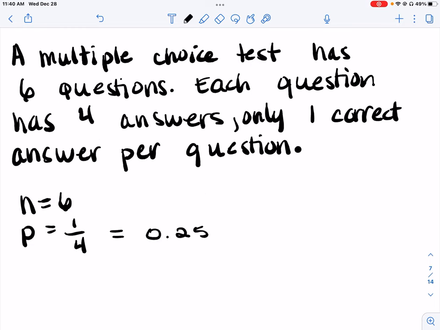A multiple choice test has 6 questions. Each question can be right or wrong, and each question has 4 answers. Only one is correct. So N is 6 because there's 6 questions. P is 1 out of 4 because only one answer is right out of 4. And 1 divided by 4 is 0.25.